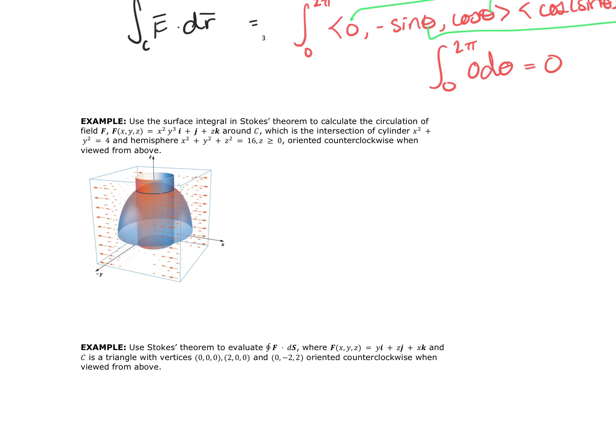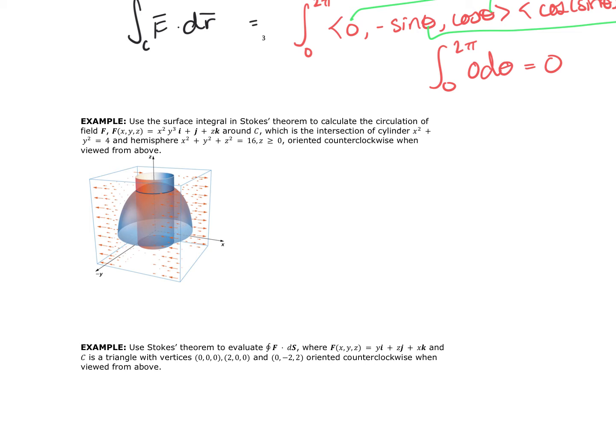Let's take a look at the next example. We use the surface integral in Stokes' theorem to calculate the circulation of the field F, where F is defined as x squared y cubed i plus j plus z squared k, around C, which is the intersection of the cylinder x squared plus y squared is equal to 4, and the hemisphere x squared plus y squared plus z squared is equal to 16, and z is greater than or equal to 0. We are orientated counterclockwise when viewed from above.